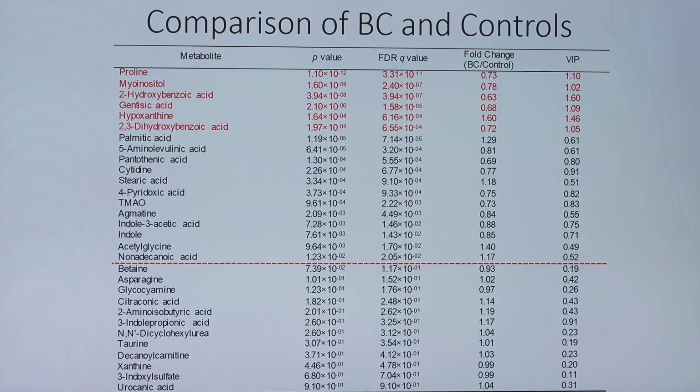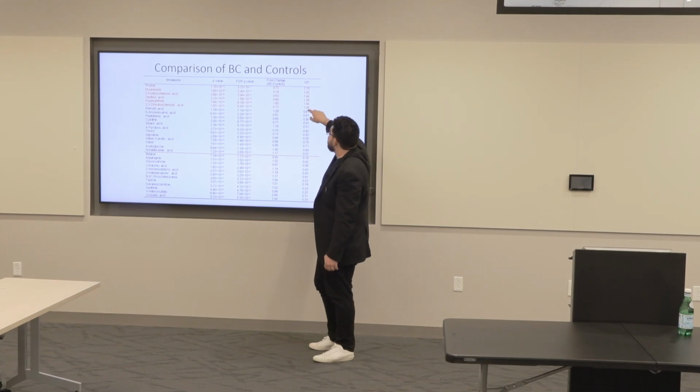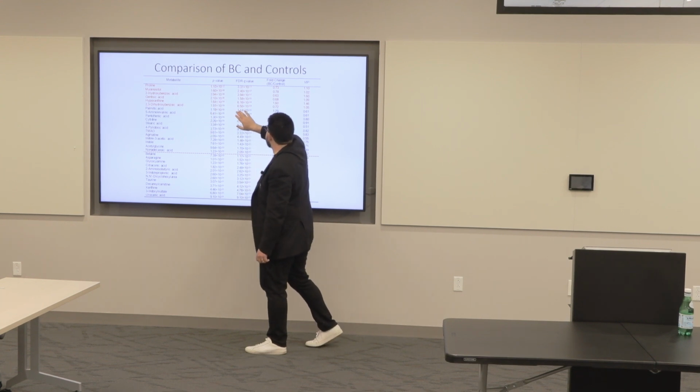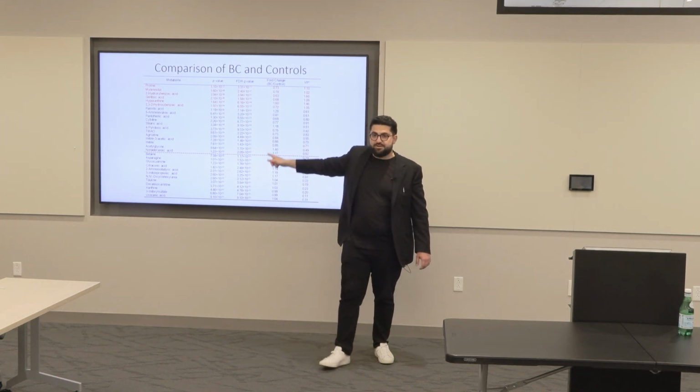So here are the 30 metabolites that were significant or non-significant between controls. And these are the 30 metabolites that were not significant between controls, and these were the 6 metabolites that had all significant values. So the p-values are significant between breast cancer and controls. Their FDR, their false discovery rate, Q value.